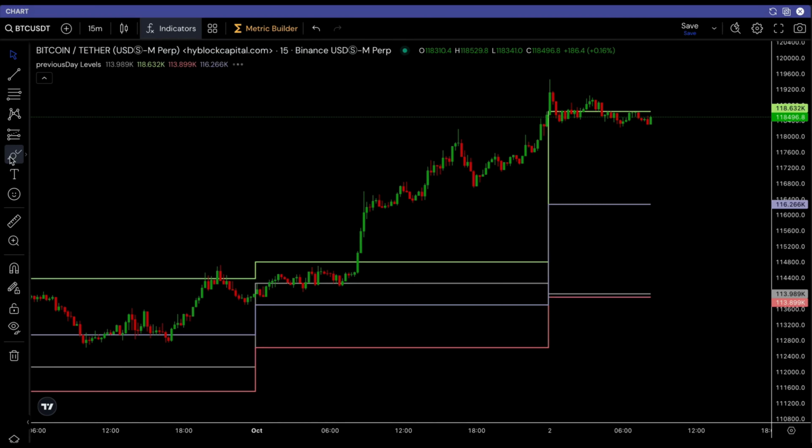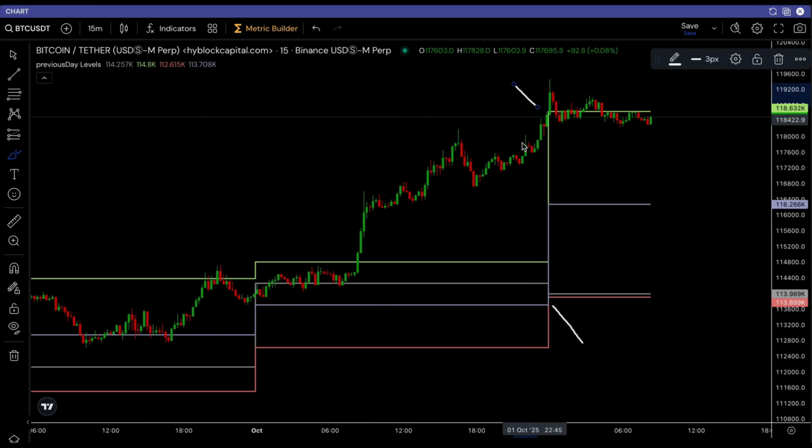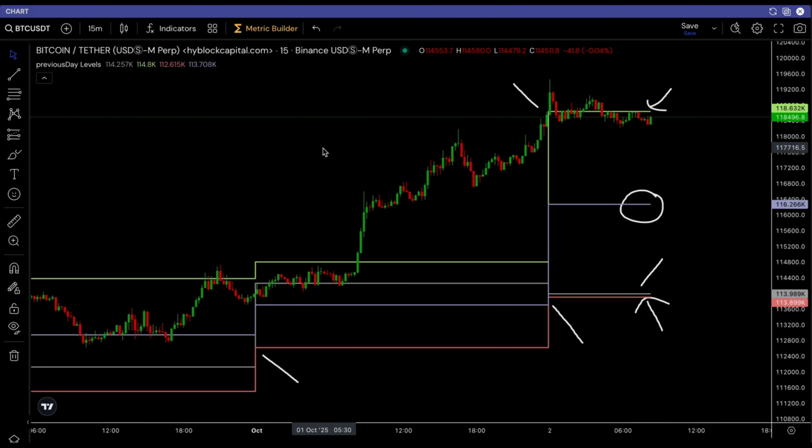The previous day levels are based on UTC time and calculated from the last trading day. They include 4 key points: previous day high, yesterday's top price; previous day low, yesterday's bottom price; previous day open, where the session began; previous day equilibrium, the midpoint, calculated as the average of high and low.